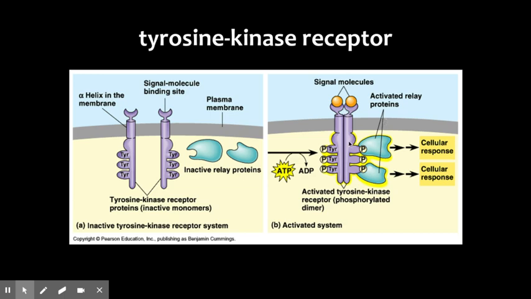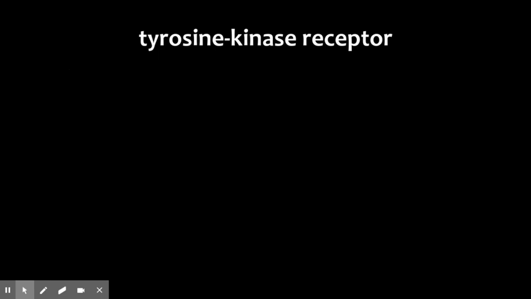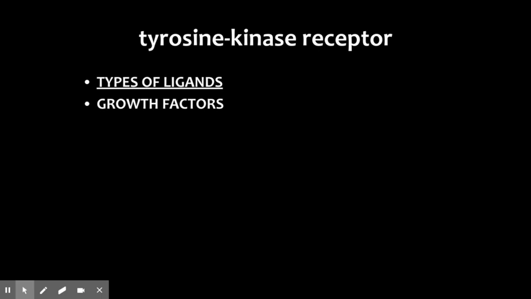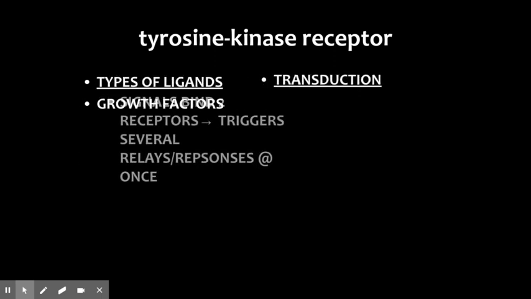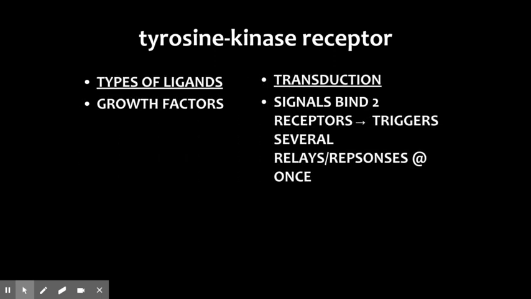Then they phosphorylate, or add a phosphate group to, these relay proteins, and then the relay proteins, again the cascade effect, activate other molecules until we finally generate some sort of cellular response. So what type of ligands activate tyrosine kinase receptors? Growth factors. Transduction: the signals will bind to two receptors, triggering several relays and responses all at once.